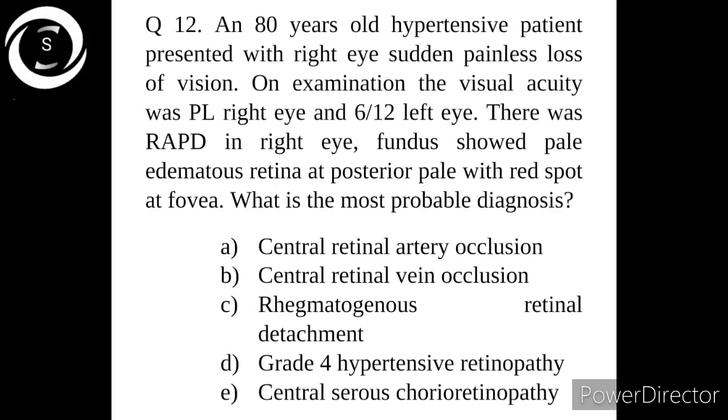Now, an 80-year-old hypertensive patient presented with sudden painless loss of vision in the right eye. On examination, vision was PL in the right eye and 6/12 in the left eye. There was RAPD in the right eye. Fundus was pale and edematous. Vision is extensively decreased, perception of light, and there are no hemorrhages on the fundus. It is a pale white fundus with a red spot at the fovea, the cherry red spot. So it's a scenario of central retinal artery occlusion. So the answer is A for question 12.